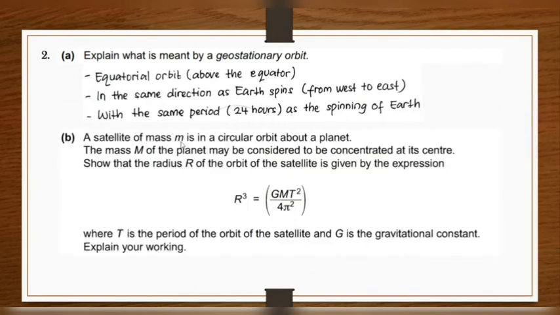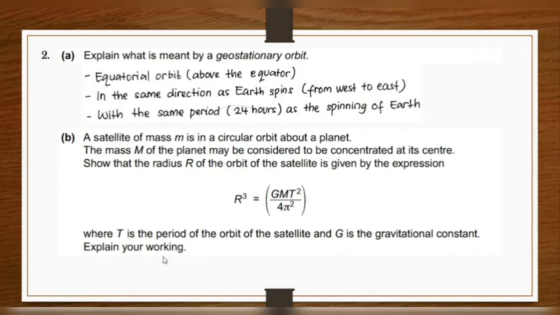A satellite of mass small m is in a circular orbit around a planet. The mass of the planet, capital M, may be considered to be concentrated at its center. We want to show that r cubed is equal to GMT squared over 4 pi squared, where T is the period and G is the gravitational constant. And you have to explain your working.